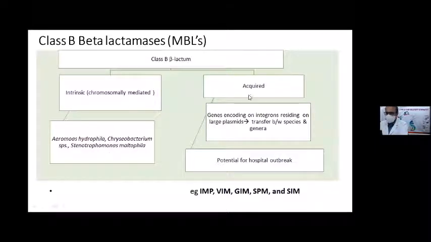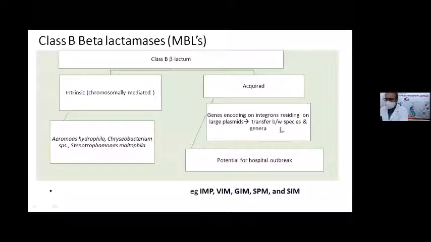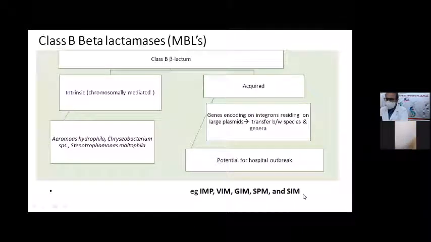whereas the acquired one, which is mainly plasmid encoded, is basically responsible for hospital outbreaks. The genes responsible for acquired resistance are present on integrons, which are present on large plasmids, transferred between species and various genera, and they have the potential of causing hospital outbreaks. The important ones include IMP, VIM, GIM, SPM, and SIM.